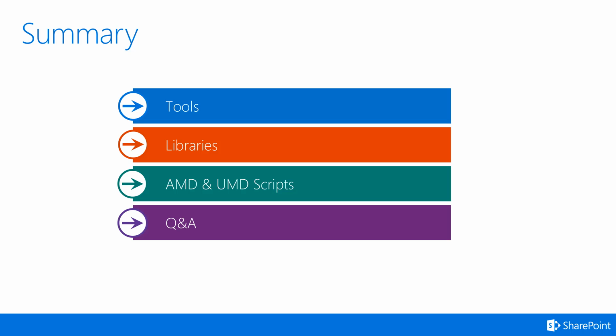And that's it for this module. We went through quickly a few notes around the different tooling in SharePoint Framework development, walking through all of the different tools we're using. We talked about the libraries. We talked at a really high level about AMD and UMD scripts, giving you a high-level clarification on how to approach using third-party scripts within the client-side web part.